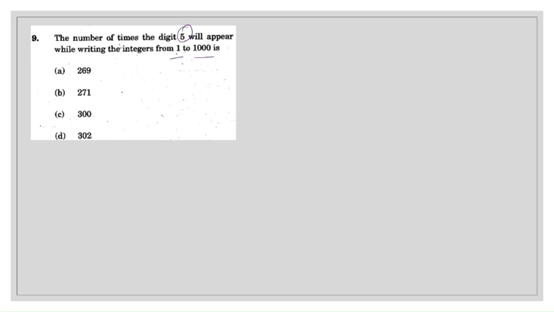The number of times. So for answering this question, we'll just break the solution into parts. For example, when we calculate the number of times 5 appears from 1 till 9, it will be equal to 1, right? 5 appears just once. And when we calculate it for 10 till 99, like for the two digit numbers, then 5 appears in numbers like 15, 25, 35, etc. So in this manner, 5 appears 8 times.